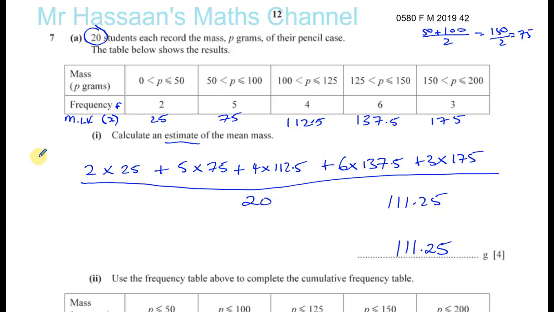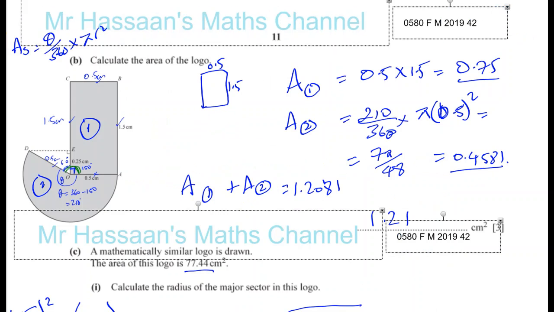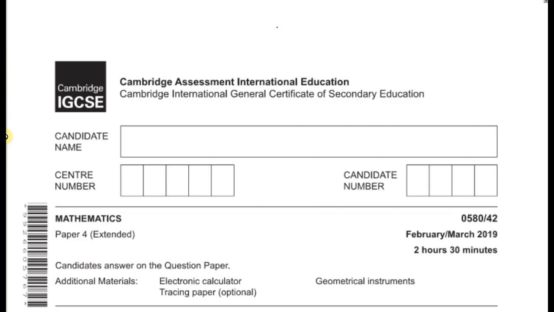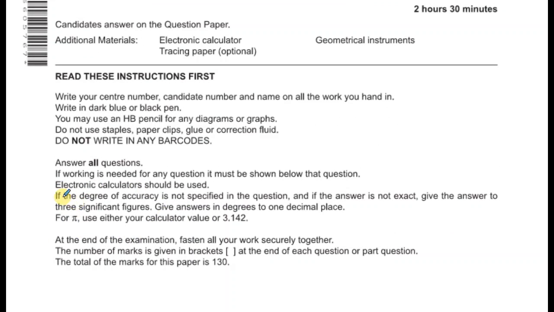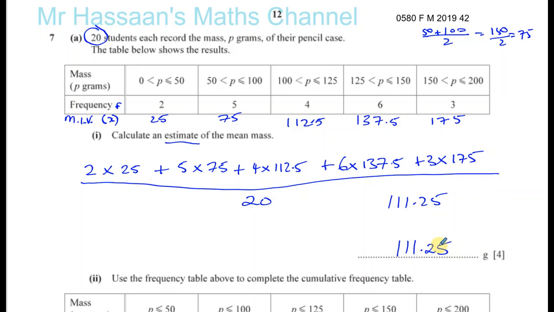It says in the beginning of the paper, if we go back to the beginning, just to show you, it tells you here that if the degree of accuracy is not specified in the question, and if the answer is not exact, give the answer to 3 significant figures, and for degrees 1 decimal place. So that answer we got is counted as an exact answer because it was 111.25. Stop there, didn't continue. Exact answer, you can leave it like this, it's perfectly fine.